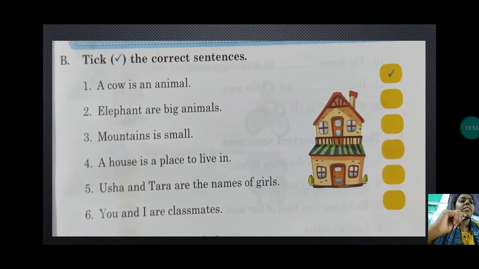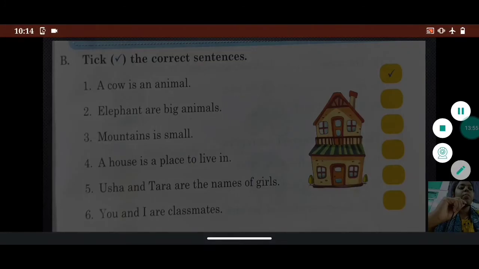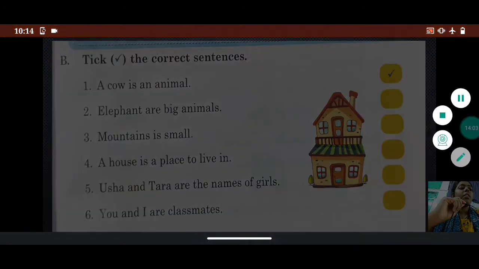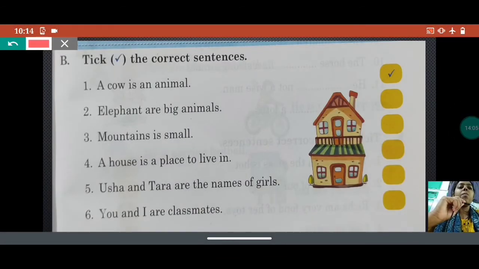Now students, let us do question number B in your book. It is told, tick the correct sentences. You have to read the sentence and then you have to tick this box whether it is correct or not. Number 1. A cow is an animal. Okay, this is correct. Why? Because only one cow is written, that means we are talking about a singular noun. So we will use is.